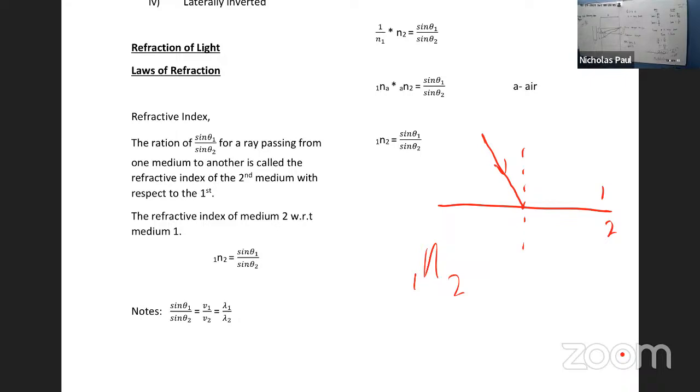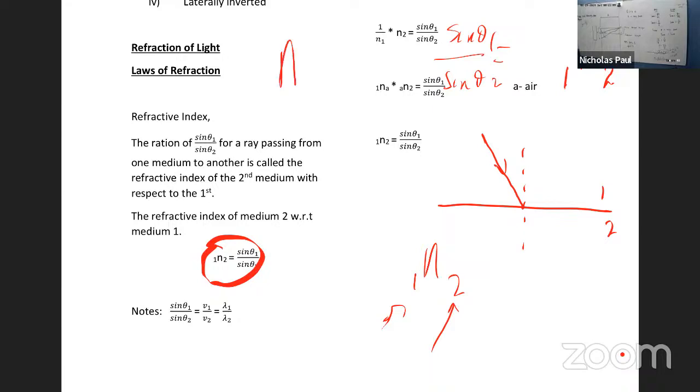So you would recognize the notation here will be 2 first, 2 second, then 1. So the refractive index of 2 with respect to 1. That's the way we write it. And the formula will be sine theta 1 over sine theta 2. This here is the other way around: the refractive index of 1 with respect to 2.